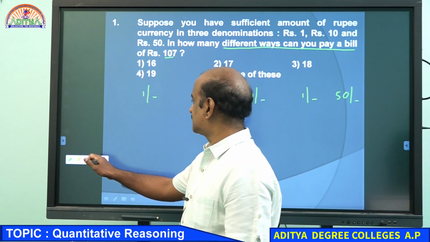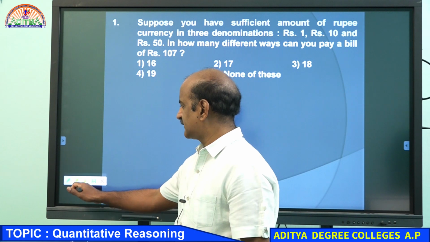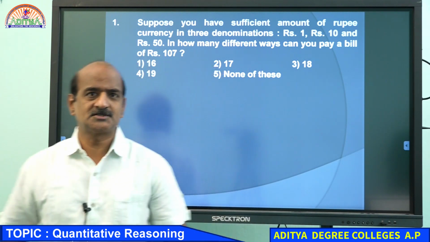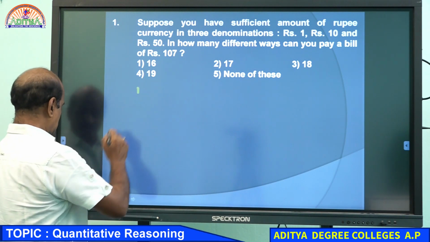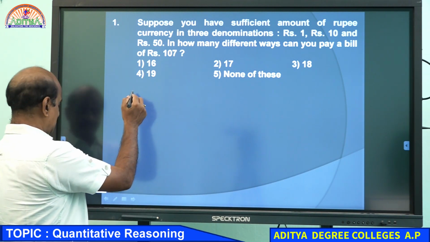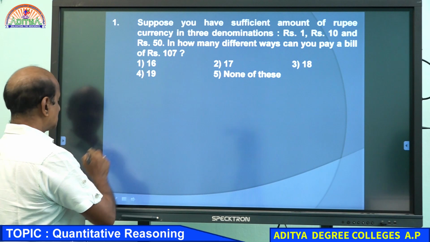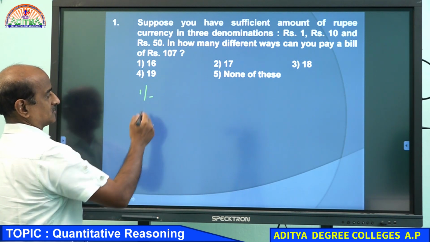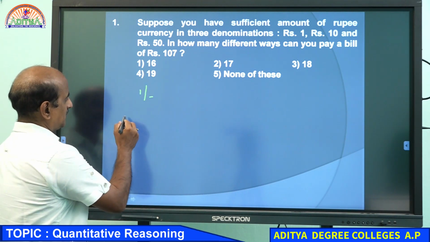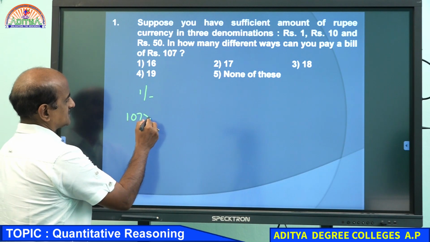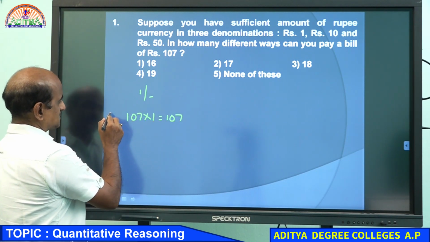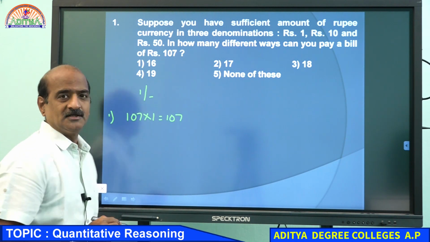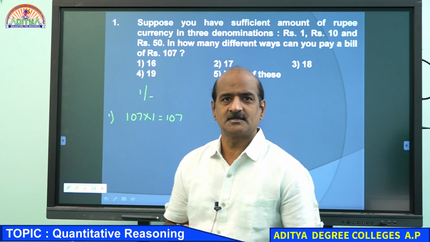So for this, what I told you is we need to have some different combinations. Combination number 1: we can pay 107 rupees with all 1 rupee notes. So this can be paid in one way, 107 into 1, that is 107. This is combination number 1. I think you understand that.